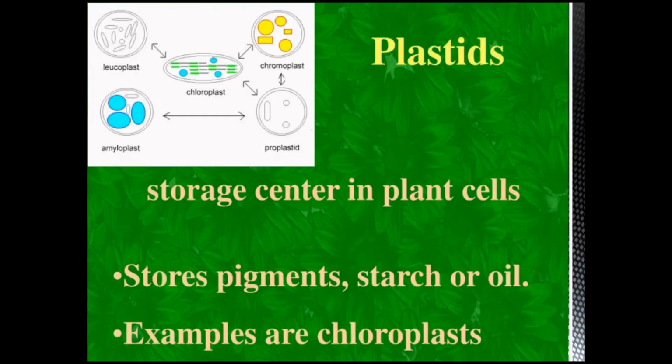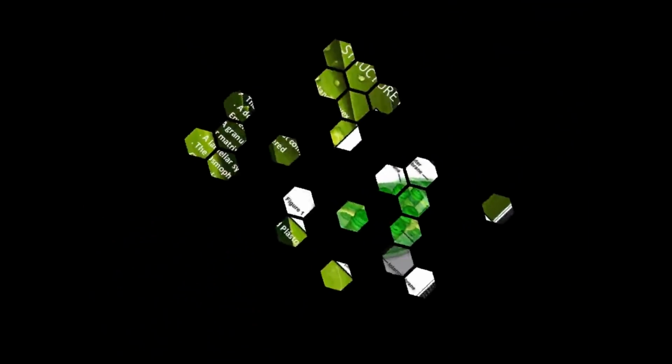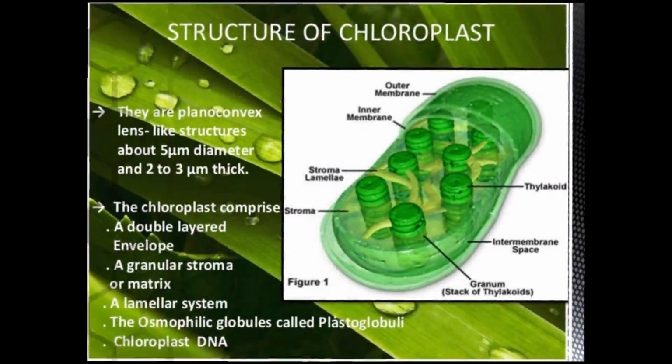Chromoplast stores pigments, starch or oil. Next we have to see the structure of chloroplast. Everybody see the structure? Look at this picture. Structure of chloroplast.